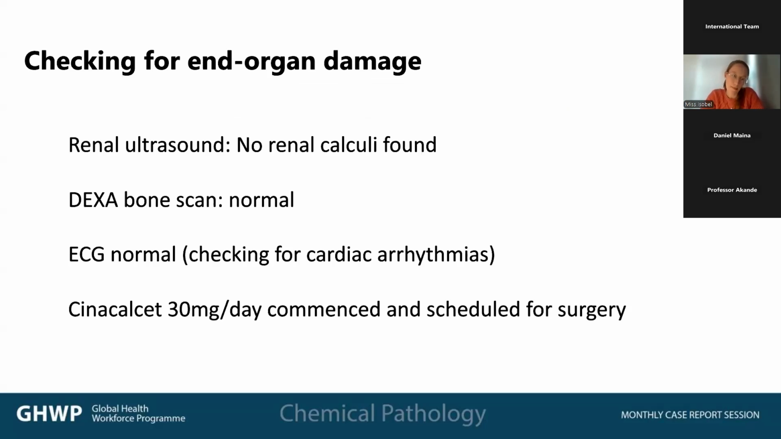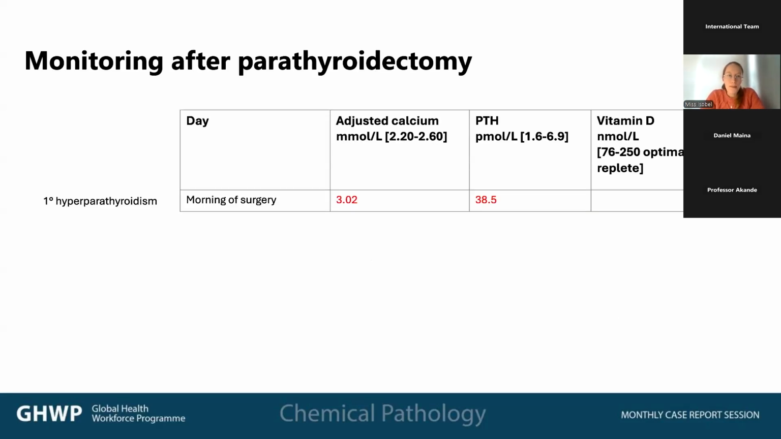They also checked an ECG several times throughout the course of this patient's admission, and they were monitoring that regularly, checking for cardiac arrhythmias, which can be caused by the high calcium. And the patient was started on cinacalcet 30 milligrams per day. That reduces the effectiveness of the PTH, and the patient was also scheduled for surgery. So the patient had a parathyroidectomy.